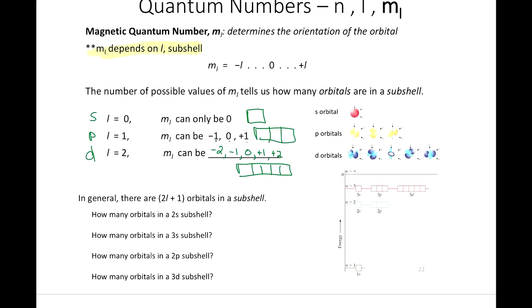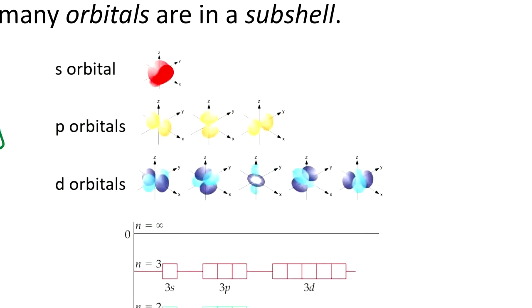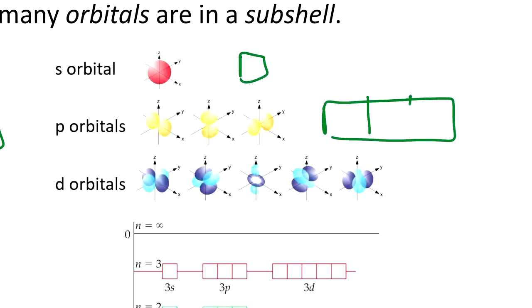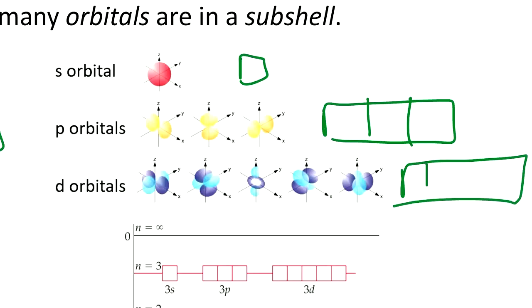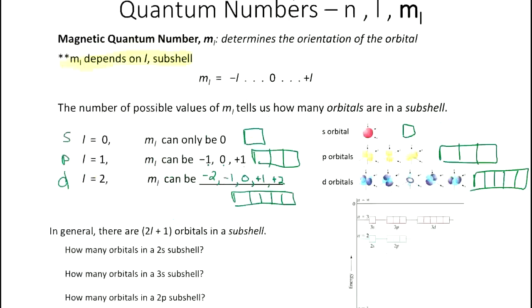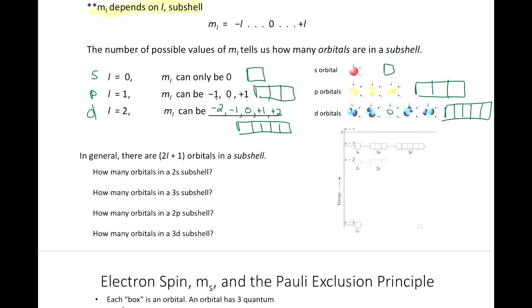These are the unique orientations that an electron can have in these different orbital shapes. Here's an example. S orbital, that's the one box I was mentioning. P orbitals, there are 3 different unique orientations aligned on the XYZ axes. Here are the D orbitals and the butterfly shapes, with their 5 different orientations. Okay, so in general, there are 2L plus 1 orbitals in a subshell.